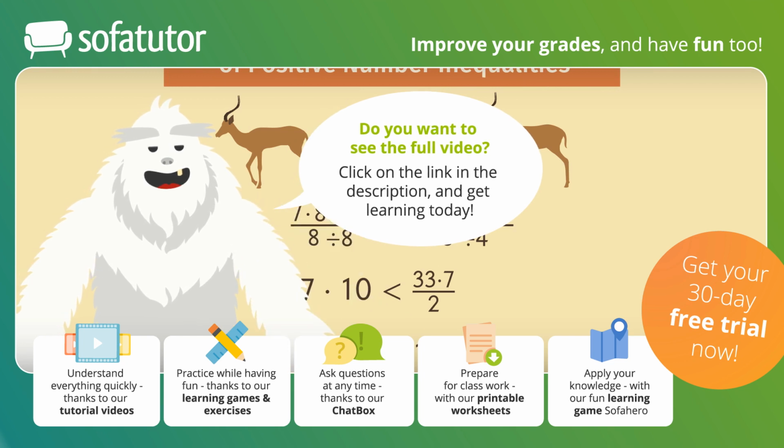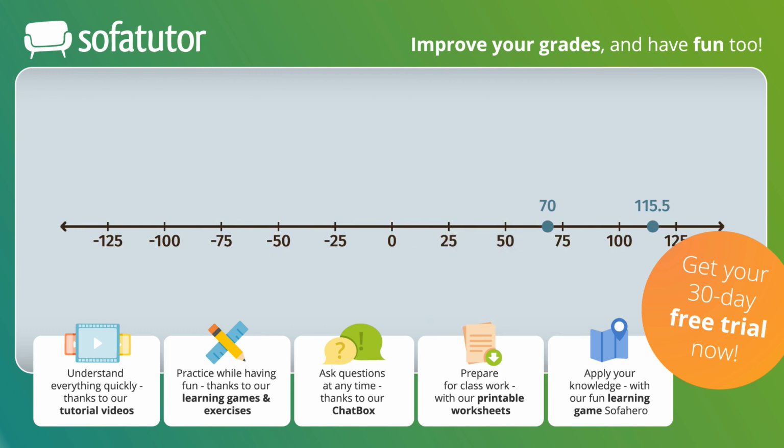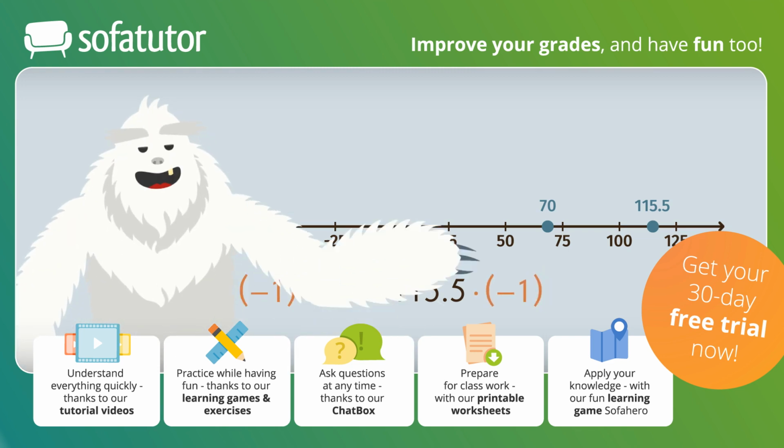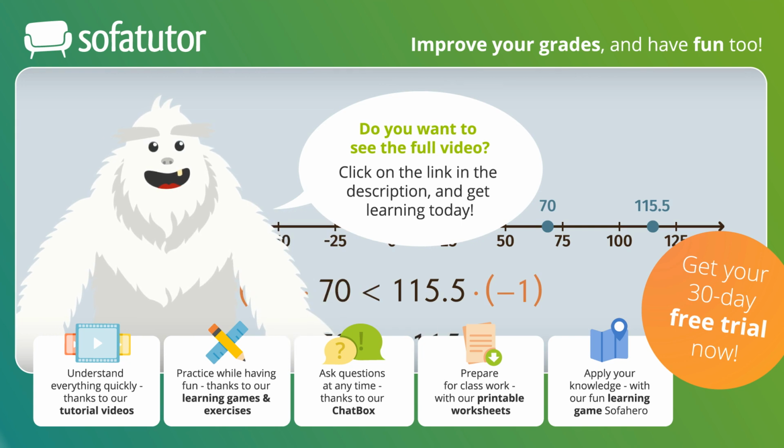Notice that the less than symbol remained the same when we multiplied both sides by 7 and divided both sides by 8. Let's look at this inequality on a number line. We know that 70 is less than 115.5. Furthermore, we know what happens when multiplying or dividing by positive numbers. But let's take a look at what happens when we multiply both sides of an inequality by -1. This results in -70 is less than -115.5.